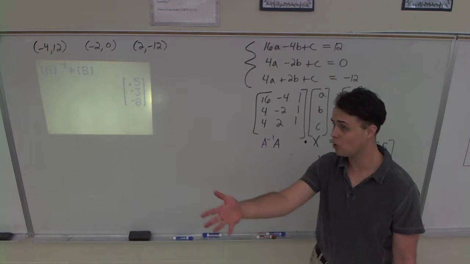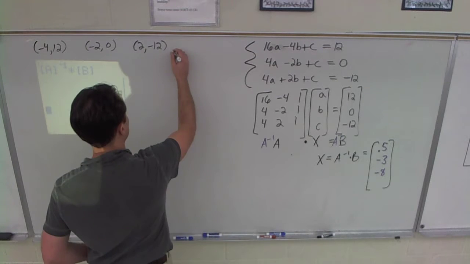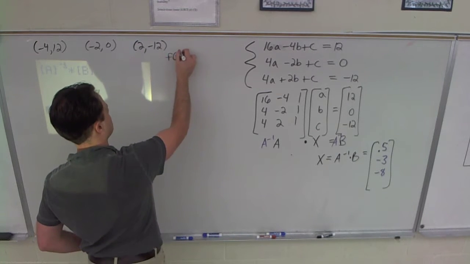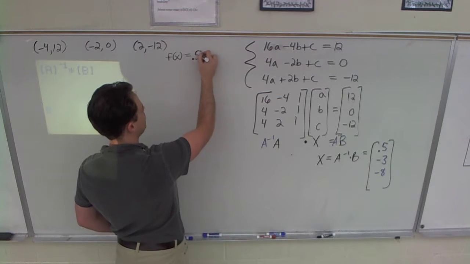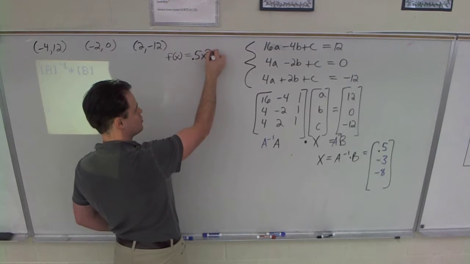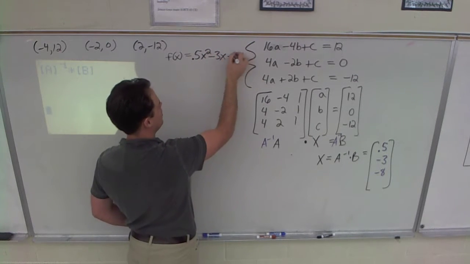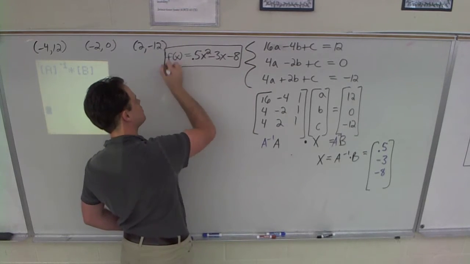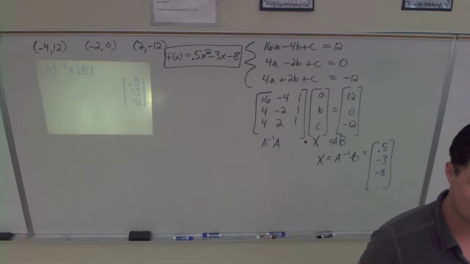They're the A. Go ahead. Yeah, exactly. So our parabola, supposedly, we'll check it out, see if it actually works. Our parabola is going to be 0.5x squared minus 3x minus 8. Nice, Emily. Very nice. That's our parabola. Supposedly, it's supposed to go through those 3 points. Let's see if it does.